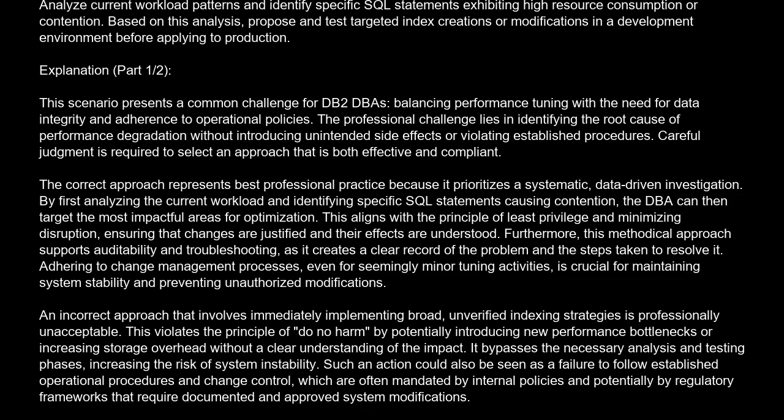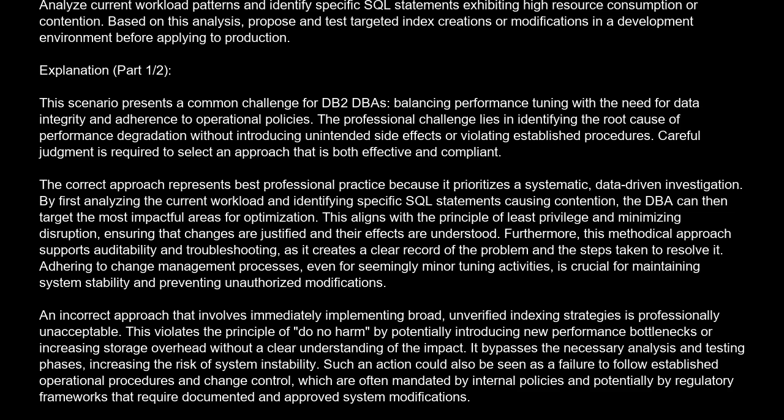The correct answer is A. Analyze current workload patterns and identify specific SQL statements exhibiting high resource consumption or contention. Based on this analysis, propose and test targeted index creations or modifications in a development environment before applying to production.